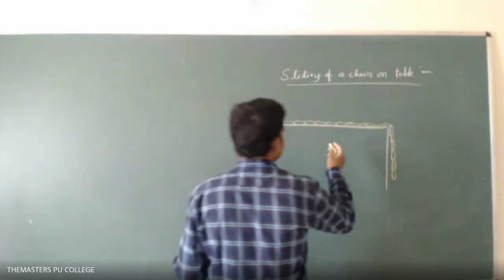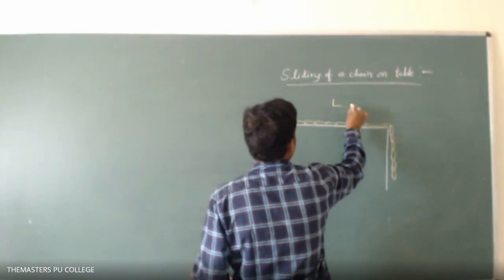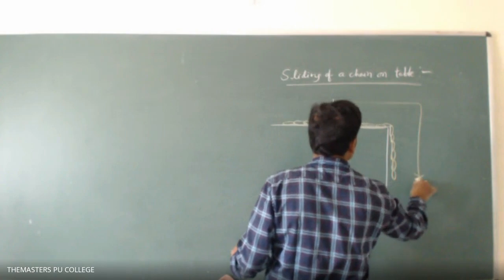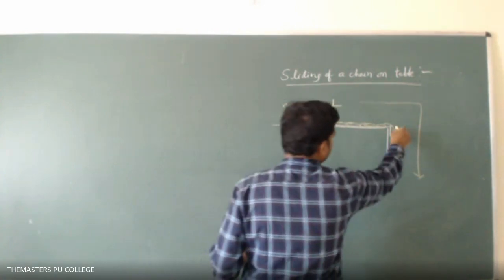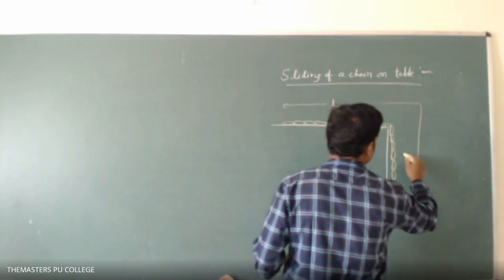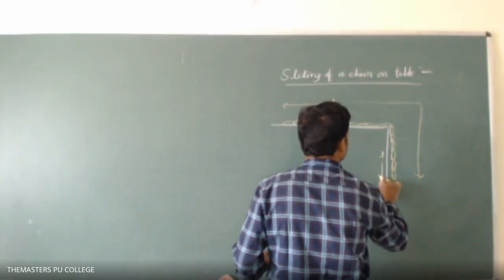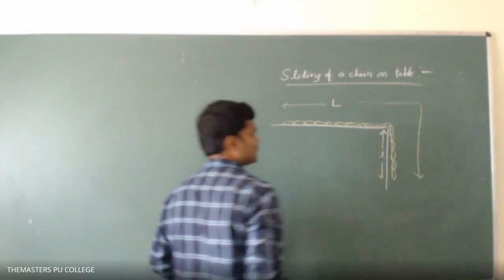Yes, sir. See here, let us suppose capital L is the total length of the chain. What is capital L? Total length of the chain. And small l is the length of the hanging part. Small l is the length of the hanging part.